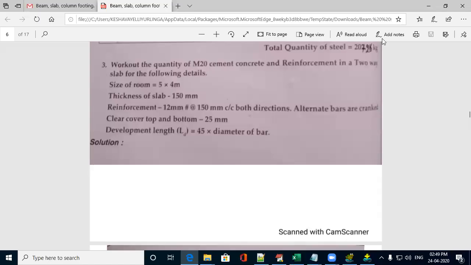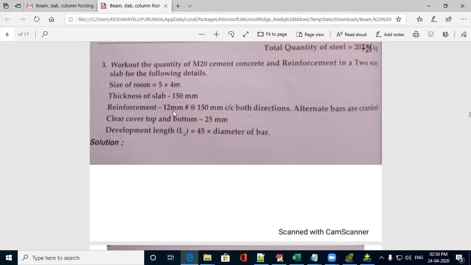Dear students, now let us learn the reinforcement calculation of RCC slab. This is the given question. Work out the quantity of concrete and the reinforcement in a two-way slab for the given detail. Size of room is given 5 by 4 meter. Thickness of the slab is 150 mm.